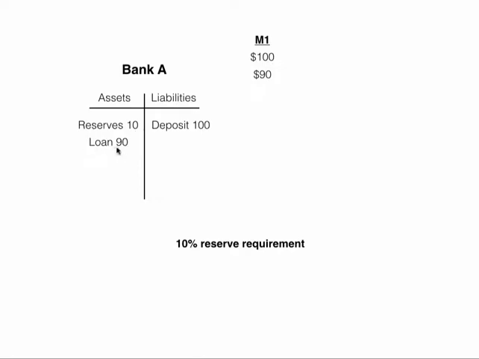So we're going to make this loan of $90. And again, for a bank, a loan is an asset because this is something of value. It's now a claim on this stream of income that's going to be paid back to them with interest. Again, we're not going to worry about the interest payments here. So it's an asset for the bank, it's a liability for whoever takes out this loan.